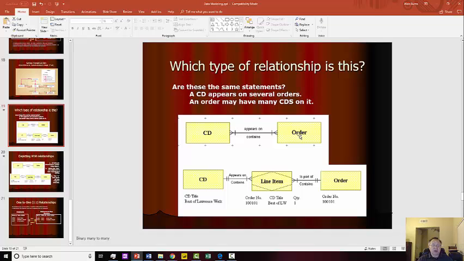But the one question you might have is, where do I put quantity? Well, you can't put it in the CD table entity because you don't know which order it's on. You can't put quantity on an order because you don't know which product it pertains to.